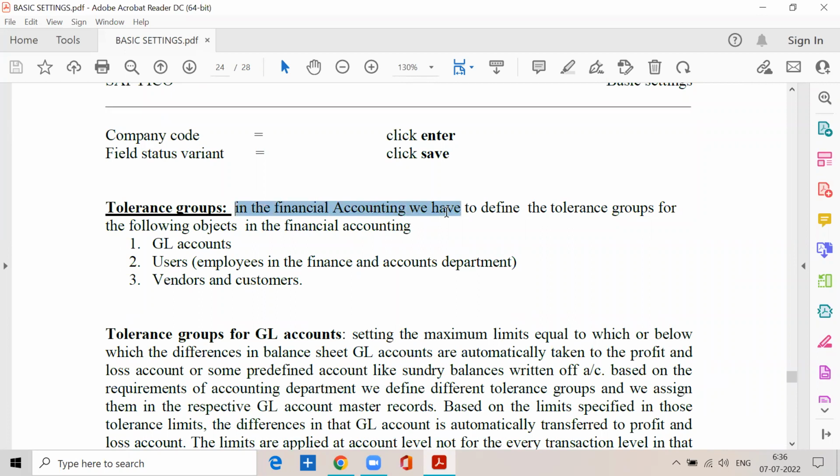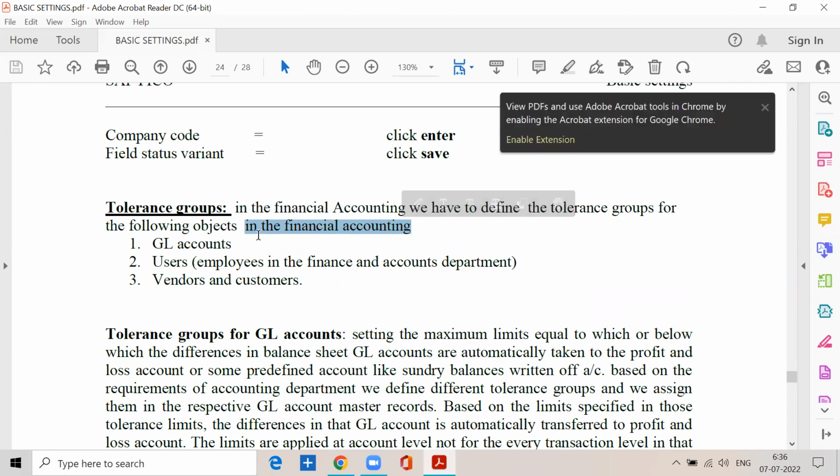In the financial accounting, we have to define the tolerance groups for the following objects. Here, again, "in the financial accounting" is duplicated. Please take off these last three words.